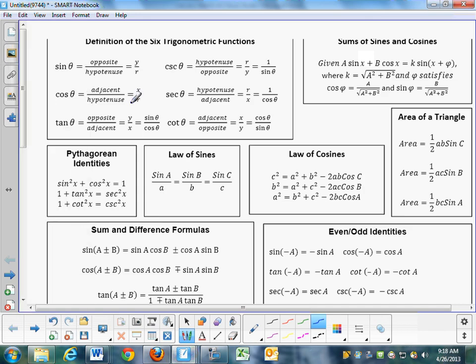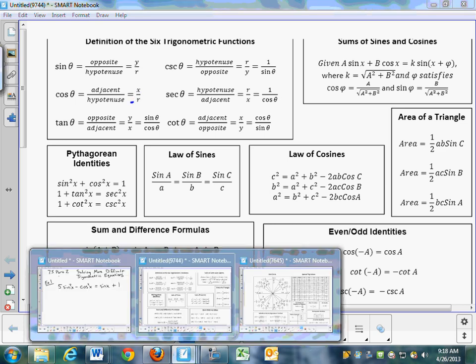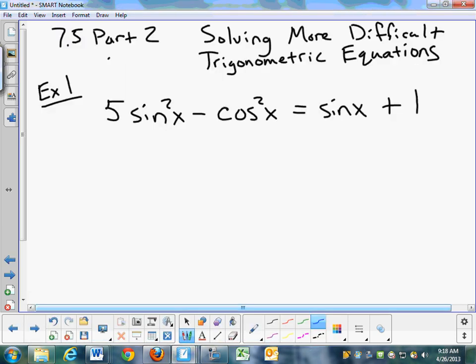Okay, let's look right here. Now you got the larger sheet, but let's look right here. Sine squared plus cosine squared is. So therefore, cosine squared is 1 minus sine squared. It's right here. Okay, you just got to know where to find it. We go to work. Here it is. Do you see the substitution?